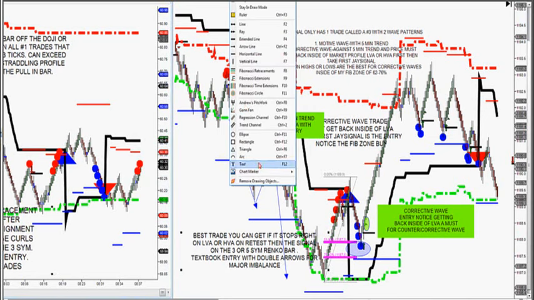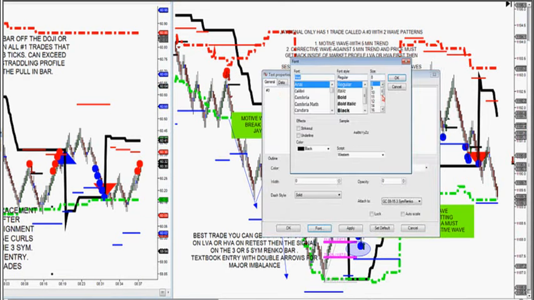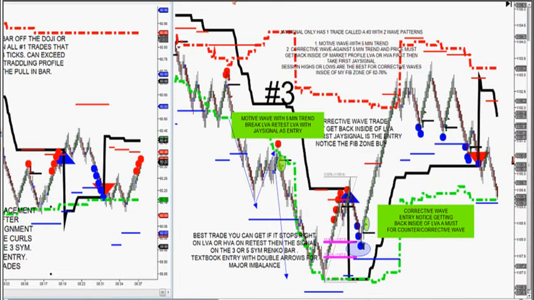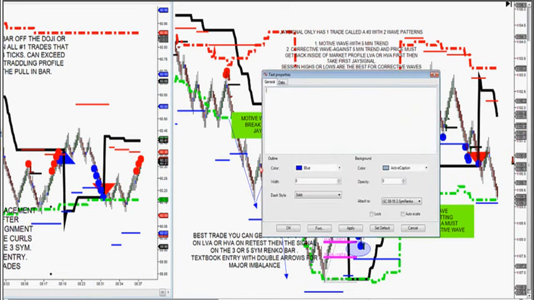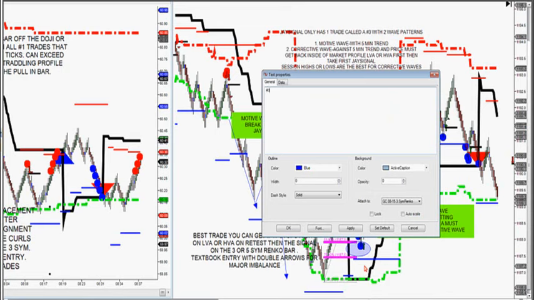So if I look at it, there are 2 wave patterns to J signal. There's one setup called a number 3, which is a lower high or higher low. Here's my number 3 short. Here's my number 3 long. Whoops, my number 3 long happened this morning.